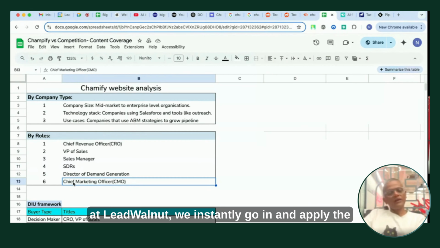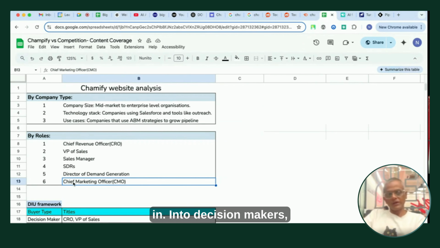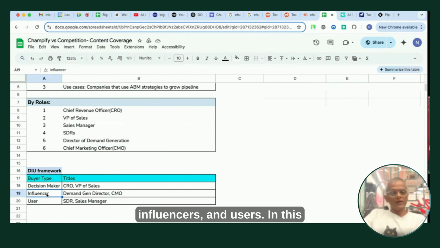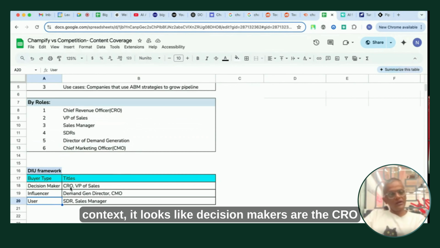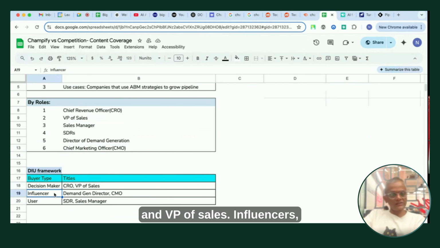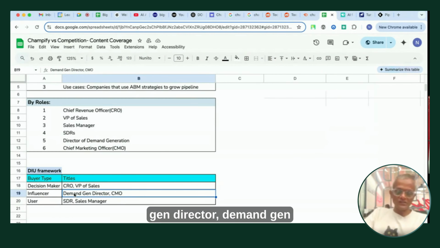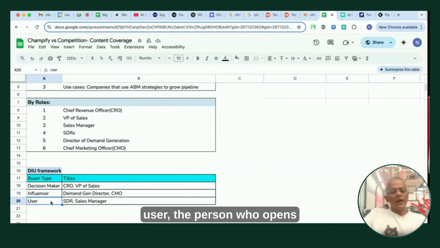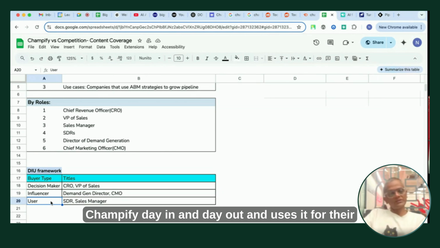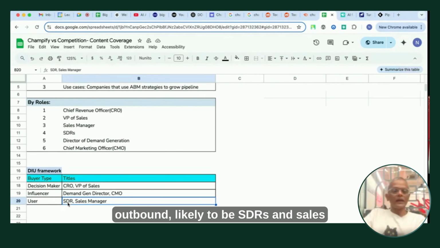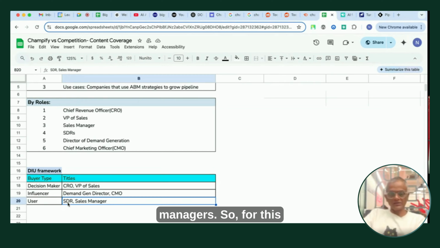And at Lead Walnut, we instantly go in and apply the DIU framework. So categorize our roles into decision makers, influencers, and users. In this context, it looks like decision makers are the CRO and VP of sales. Influencers likely to be the marketing arm, so demand gen director, and the CMO. And user, the person who opens Champify day in and day out and uses it for their outbound, likely to be SDRs and sales managers.